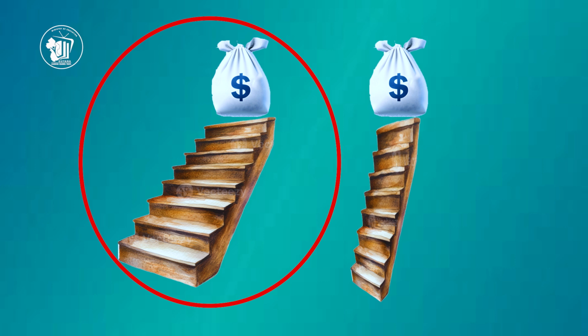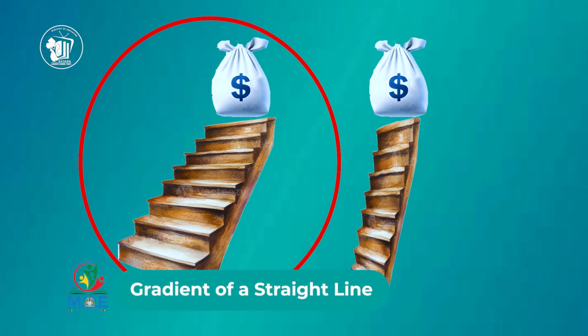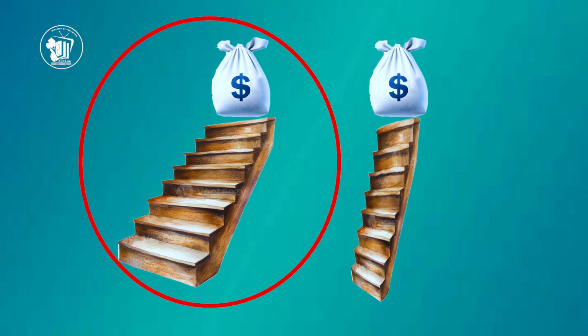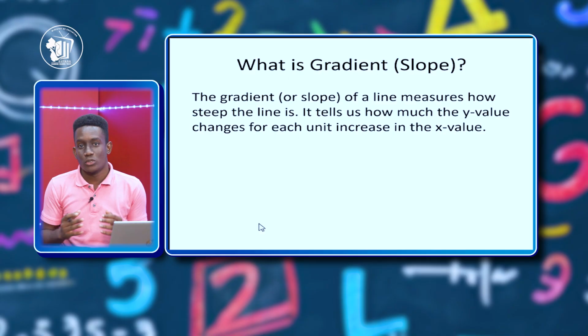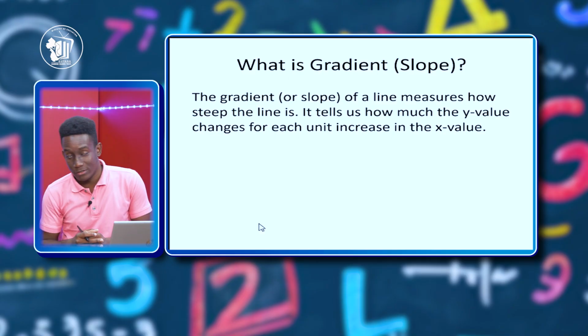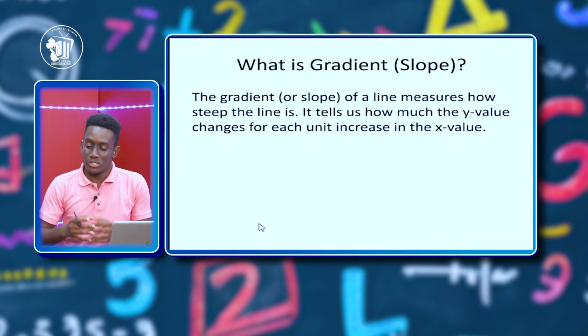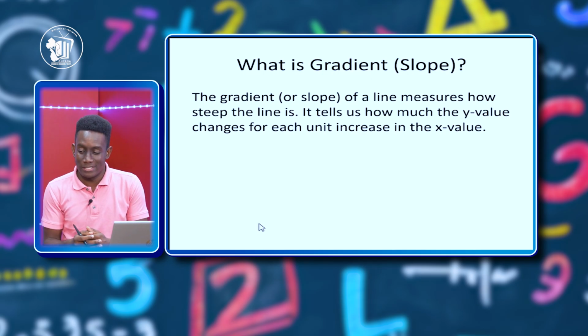Whereas if you choose the other step, which is very steep, it may be very difficult to climb to reach the top. And it will be harder before you can achieve that $1 million prize. So the reason behind choosing the smaller step is the topic that we're doing today, and that is gradient. The gradient, or the slope of a line, as it is sometimes called, measures how steep the line is.